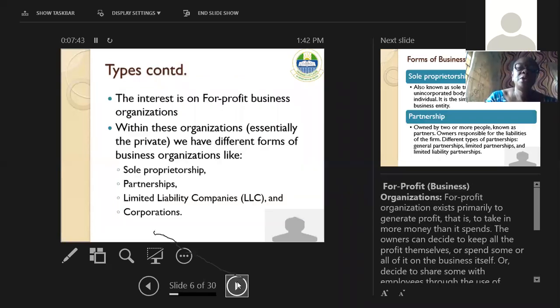Now, still talking about organizations, since we're talking about business, our interest here really will be for-profit business organizations. But whether within the public or the private, we still have organizations that make money. When we talk about government corporations, those that have been commercialized and privatized, they are business organizations. But looking especially at the private organizations, we have the sole proprietorships, partnerships, limited liability companies, and then the corporations.